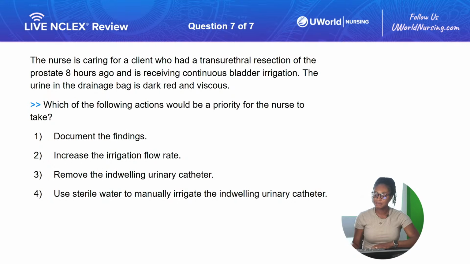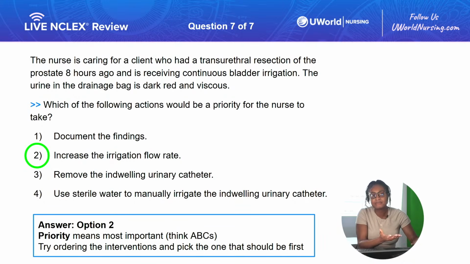Good job, this one's pretty unanimous. Not everyone, but most people got it right. Option 2, increase that irrigation flow rate. This is something that we would want to do first when we're seeing a TURP client having dark red and viscous output.